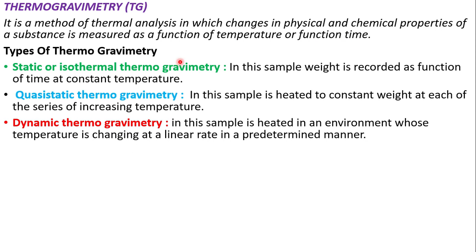Types of thermogravimetry. These are three types. First one, static or isothermal thermogravimetry. In this, sample weight is recorded as a function of time at constant temperature. Second one, quasi-static thermogravimetry. In this, the sample is heated to constant weight at each of a series of increasing temperatures. Third one, dynamic thermogravimetry. In this, the sample is heated in an environment whose temperature is changing at a linear rate in a predetermined manner.